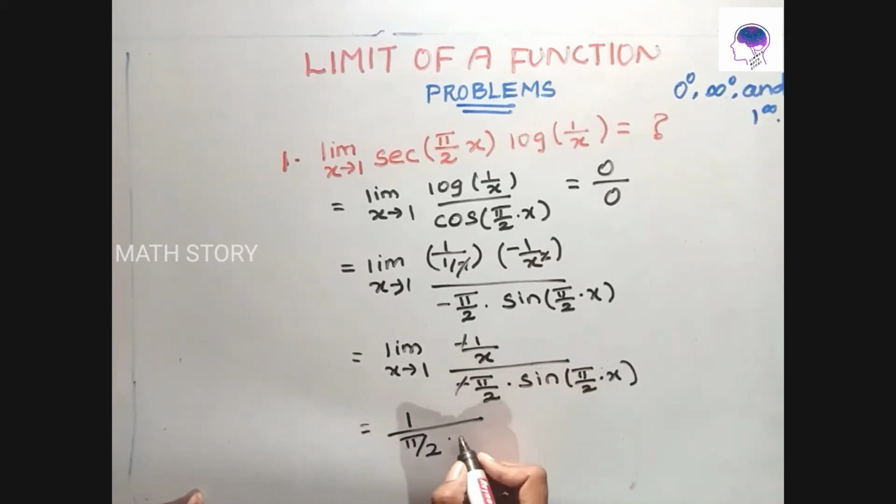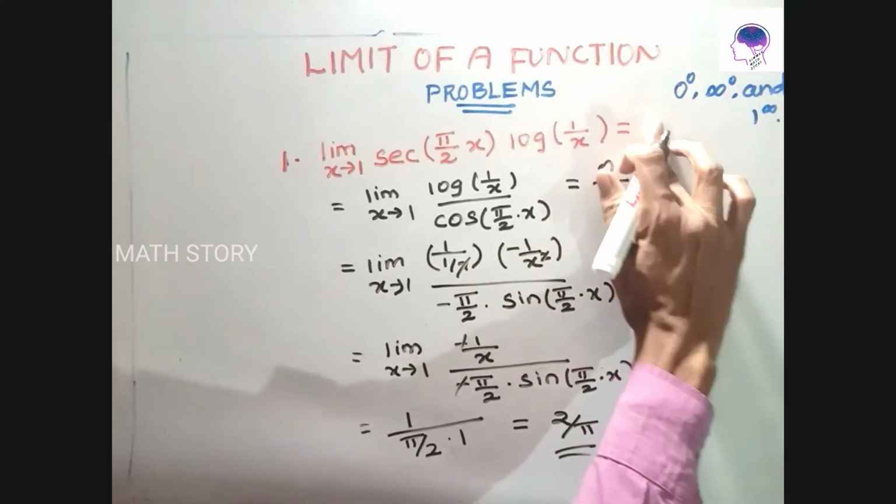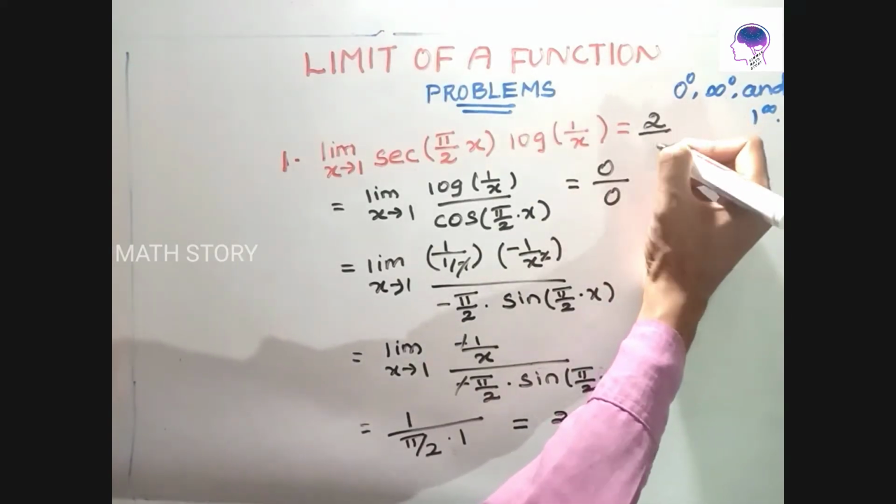The sine pi by 2 value is 1, already we know that, which means 2 by pi. Here now the answer of limit x tends to 1 secant of pi by 2 into x log of 1 by x is 2 by pi.